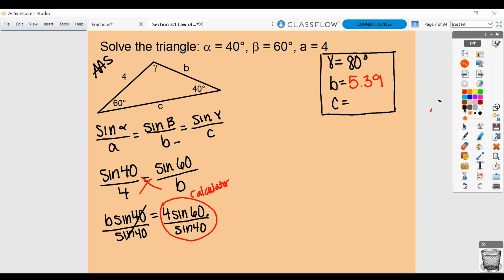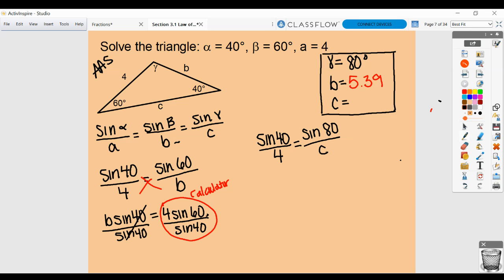Okay. So now you're ready to solve for C. So you are going to basically do another one of these proportions, another setup like this. Always use whatever you were given originally. So you were given sine of 40 over 4. Okay, now we're looking at the C and the gamma. Well, you have gamma because you solved it earlier and it was 80. So you'll have sine of 80 over C.